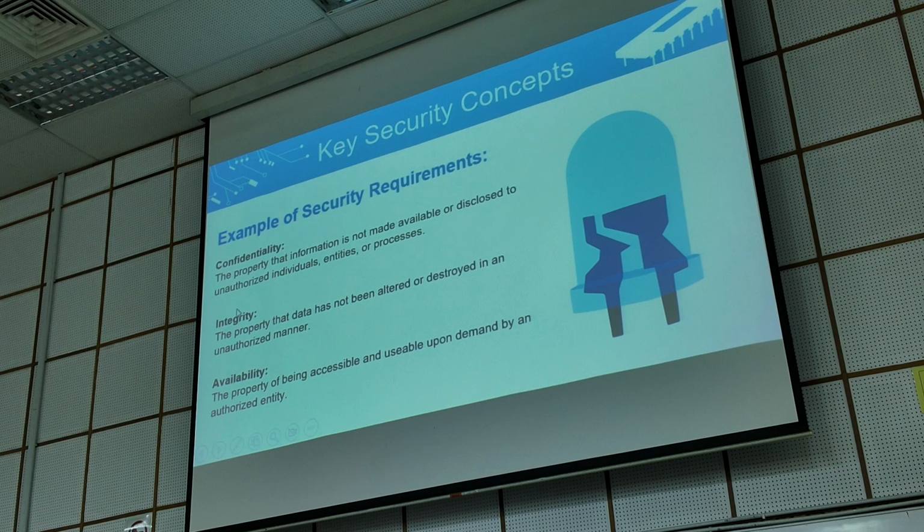The second key security concept is integrity. So what's integrity?